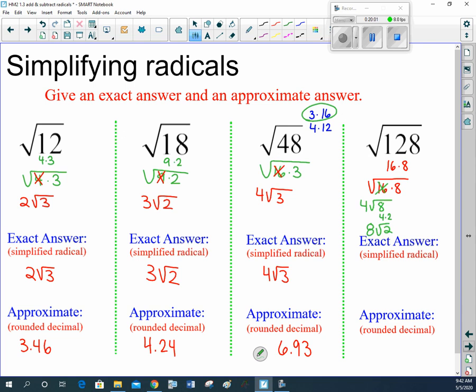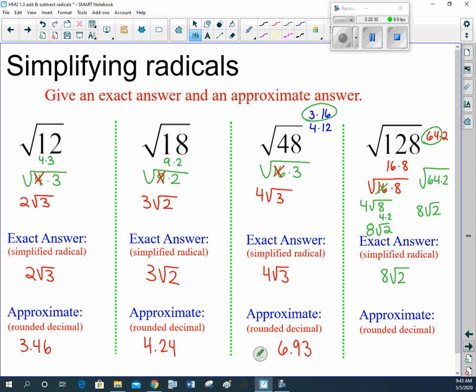Oh yeah, duh. How many of you recognized right off the bat that this was 64 times 2? So much faster. 64 is a perfect square. I should have recognized that. So I could have done 64 times 2. Square root of 64 is 8, so 8 root 2. So much faster. If you can find the biggest perfect square factor, it's a whole lot faster to solve those problems.